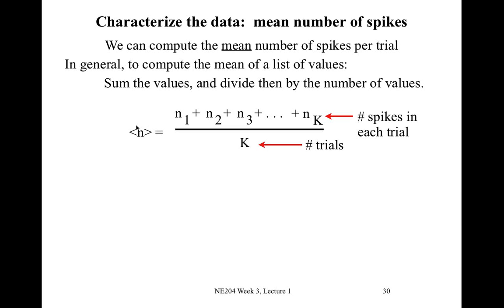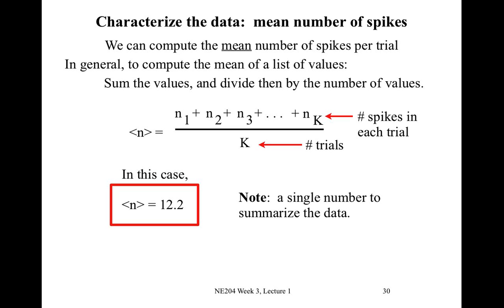We'll use this angular bracket notation to represent mean. And we can compute this quantity from the data. And I'll just tell you in this case, the mean is equal to 12.2. The mean number of spikes per trial is 12.2. And you might think about in MATLAB, how do we compute a quantity like this? The mean number of spikes per trial, if we're given a vector that indicates the number of spikes per trial. And we'll talk about this on Friday.